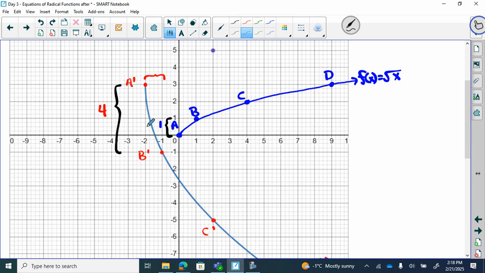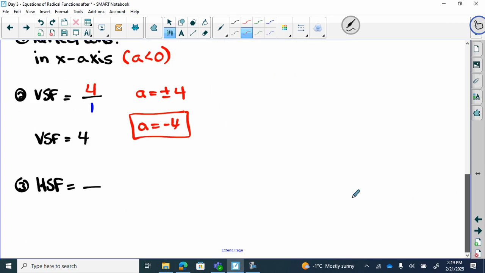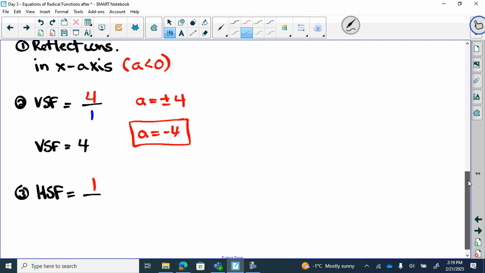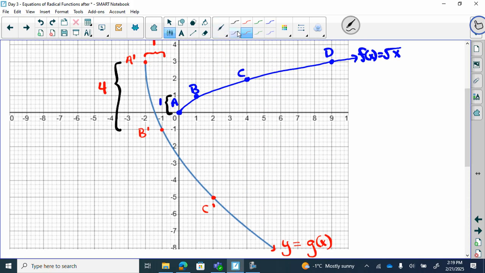A prime, what's the x value? -2. B prime, what's the x value? How many units is that? 1. So I'm going to write 1 on top. If I go from A prime to B prime, I have to compare it to A to B. Okay? That's right.